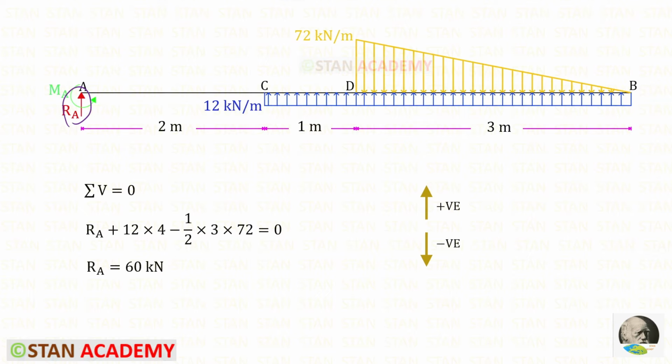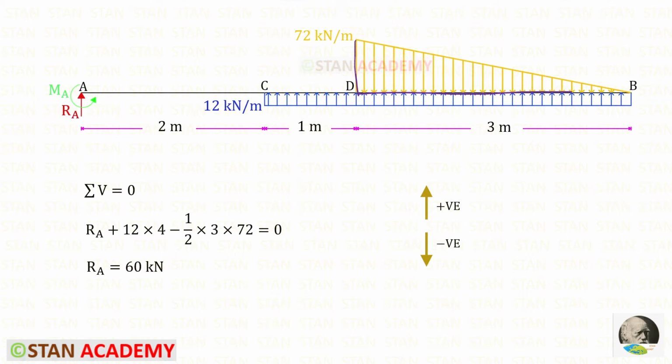RA is acting upwards, so it will be positive. The UDL is acting upwards, so it is also positive. We have to multiply the magnitude of UDL with the distance, which is 4. The UVL is acting downwards, so it will be negative. For the UVL, we have to take the area.